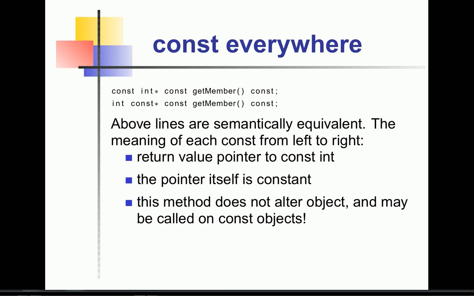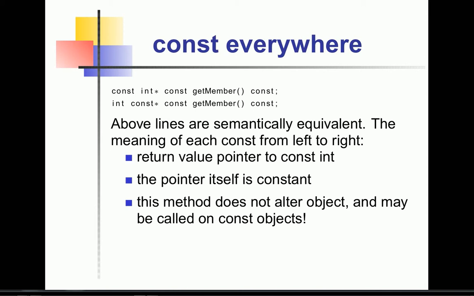I've mentioned const a few times before. Const is essentially similar to the final keyword in Java, but it's used a lot more in C++. It's quite common to see const everywhere. For example, you might see something like const int pointer const get member const, or int const pointer const get member const as definitions of a function in a header file.